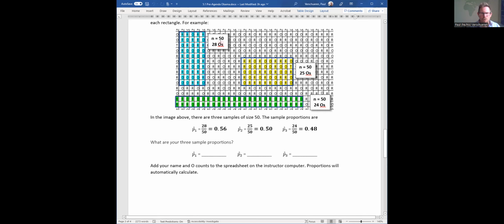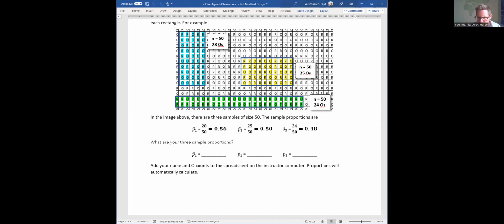So notice that 28, 25, and 24 are all different numbers, but they're not terribly different numbers. This is natural sampling variation. There's no bias in the way that I selected these rectangles. I just selected a point and made a rectangle, not really caring what letters were in them, and it just happened to get 28, 25, 24 O's. That is natural sampling variation. 1 sample will be different from another, but only so different. There's only so much variation that makes sense.